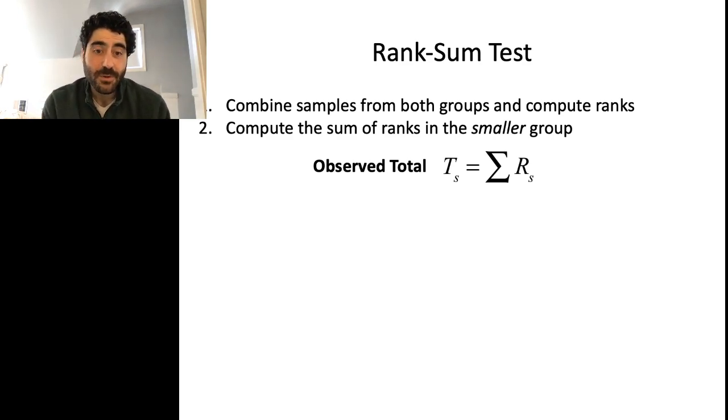So remember, our formula for null hypothesis testing is that the first thing we're going to want to do is get some kind of observed statistic in our real data. And so our observed statistic is the sum of the ranks in this smaller group.